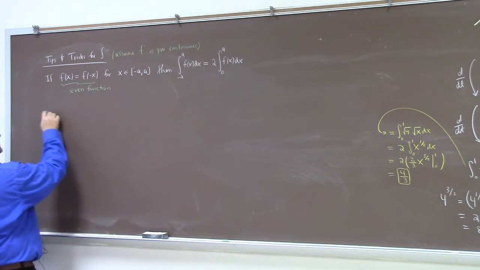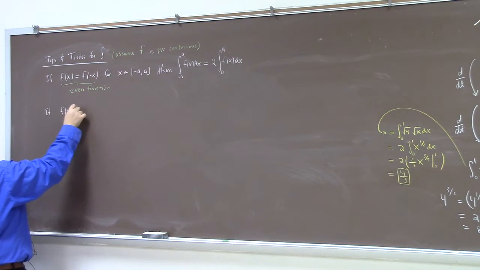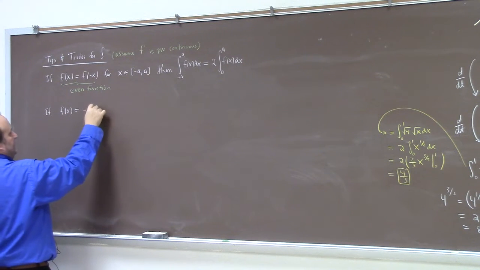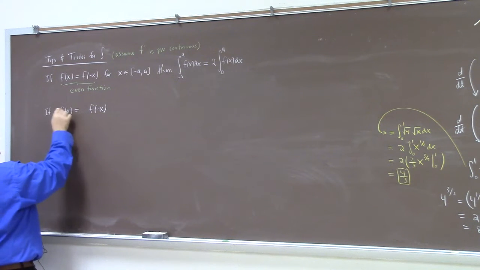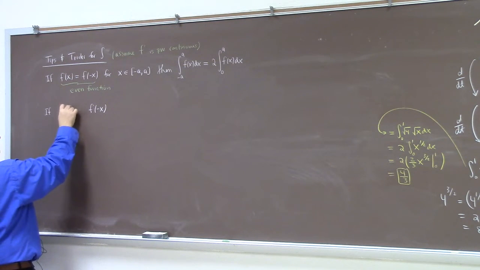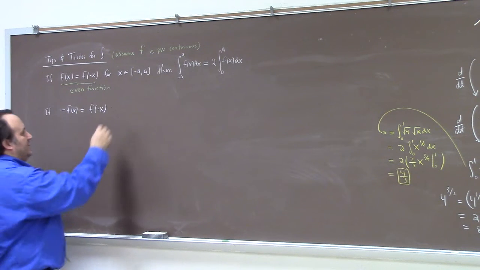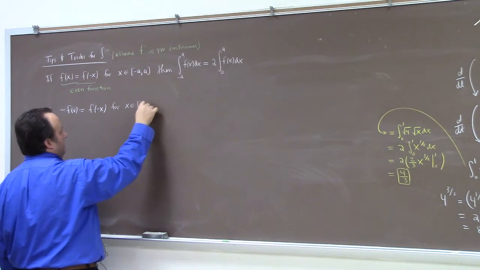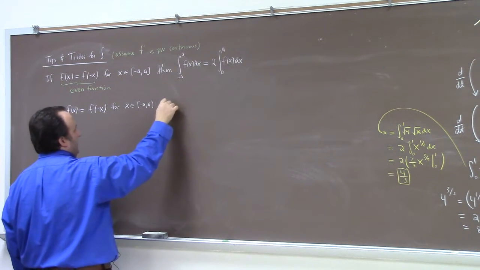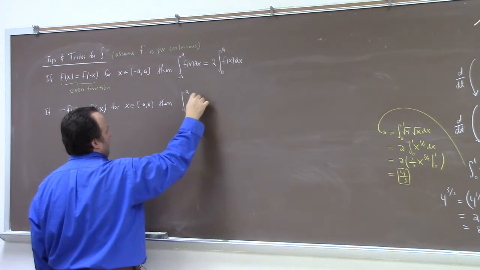How about this, though? If f of x equals minus f of minus x, right? Or a lot of times I'll write it this way, f of minus x equals minus f of x, for x in this interval, then what do we say about the integral from minus a to a of f of x dx?